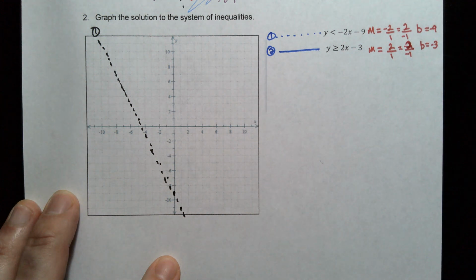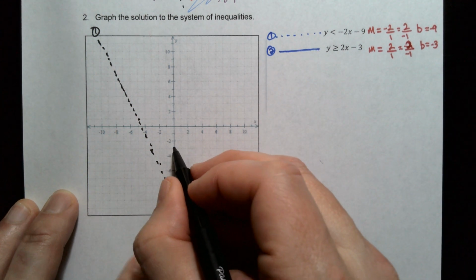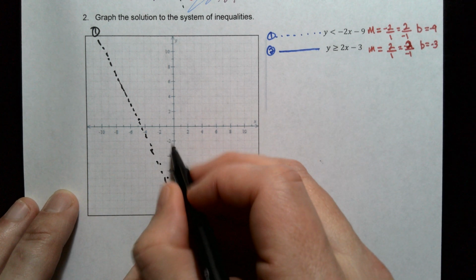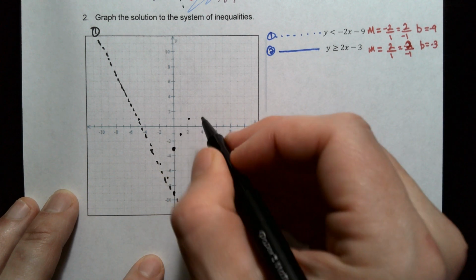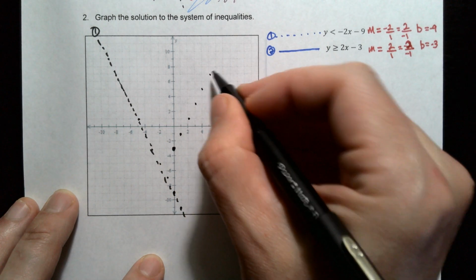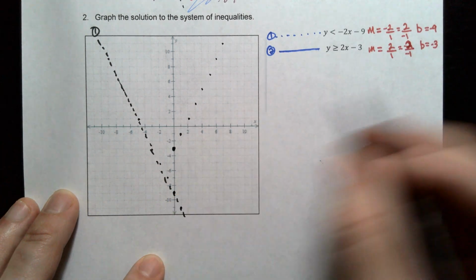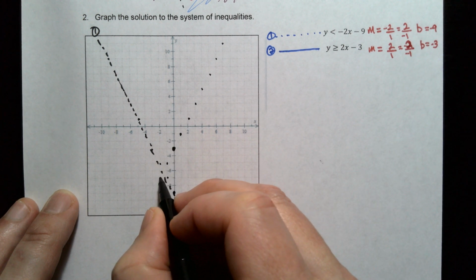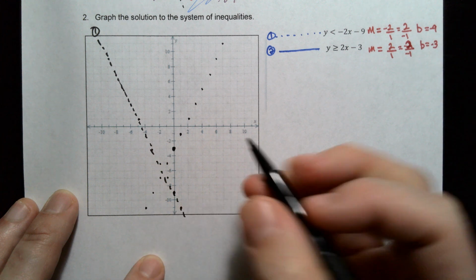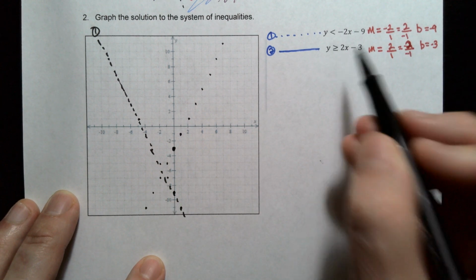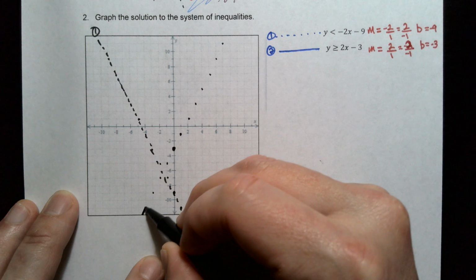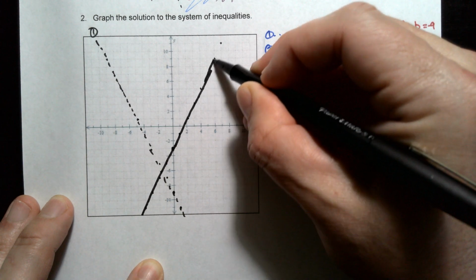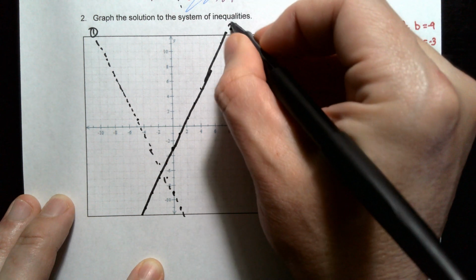Now for line number 2. We start at negative 3. That's right here. We use our slope of 2 over 1. So up 2 over 1, up 2 over 1. That's here. And we could also use down to the left 1. So down to the left 1 would be here. Okay, and this is a solid line because of the inequality. There is an equal to below it. So this is what this line looks like. And this is line number 2.